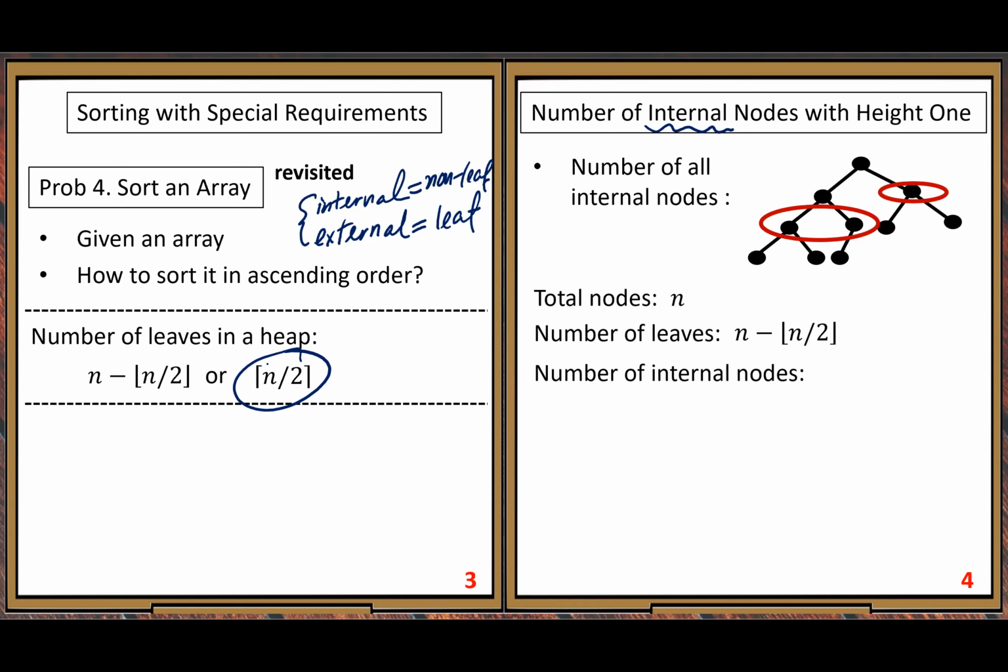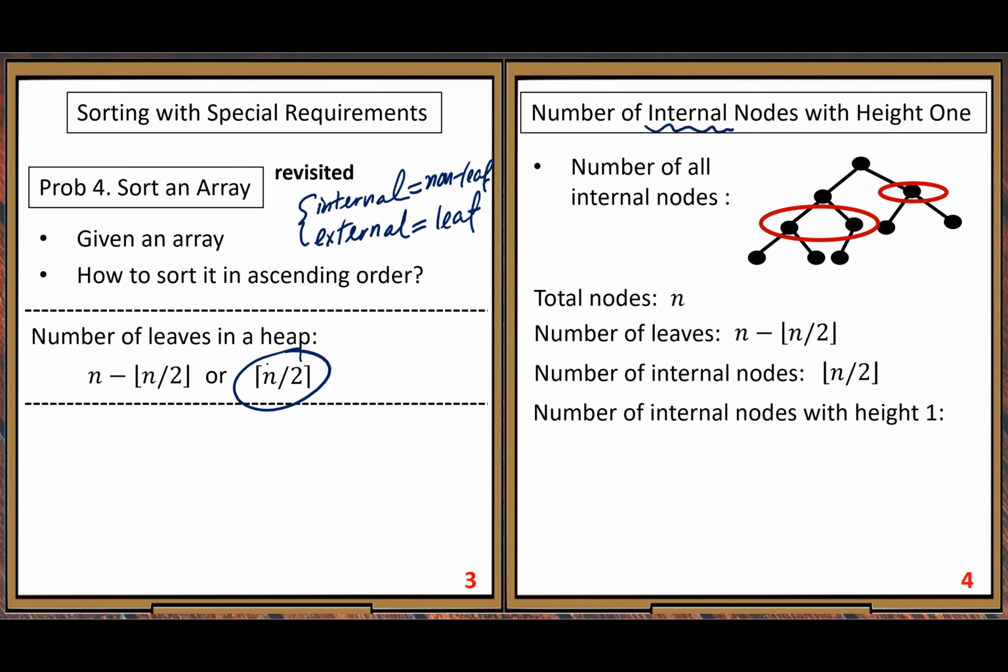All right. Now the number of internal nodes. Pretty obvious. Floor function of n over 2. Because these two expressions adding up should be the same as the total number n. So that's the number of internal nodes. Okay, all right.